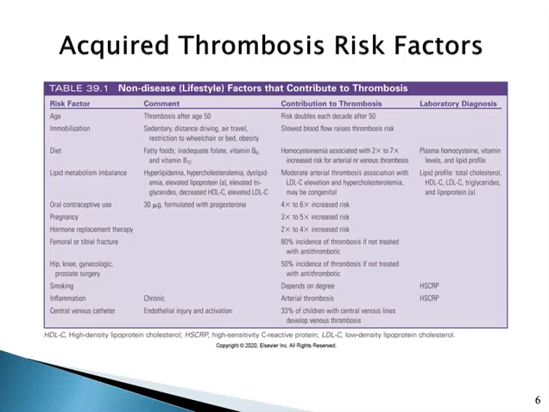In this particular case, the way that all these factors contribute to thrombosis is that there is slowed blood flow, which raises the risk of thrombosis. Diet is another risk factor. Things like fatty foods, inadequate folate or vitamin B6 and vitamin B12. The rationale for this is that there's a condition called homocystinemia, which is associated with a 2 to 7 times increased risk for arterial or venous thrombosis.